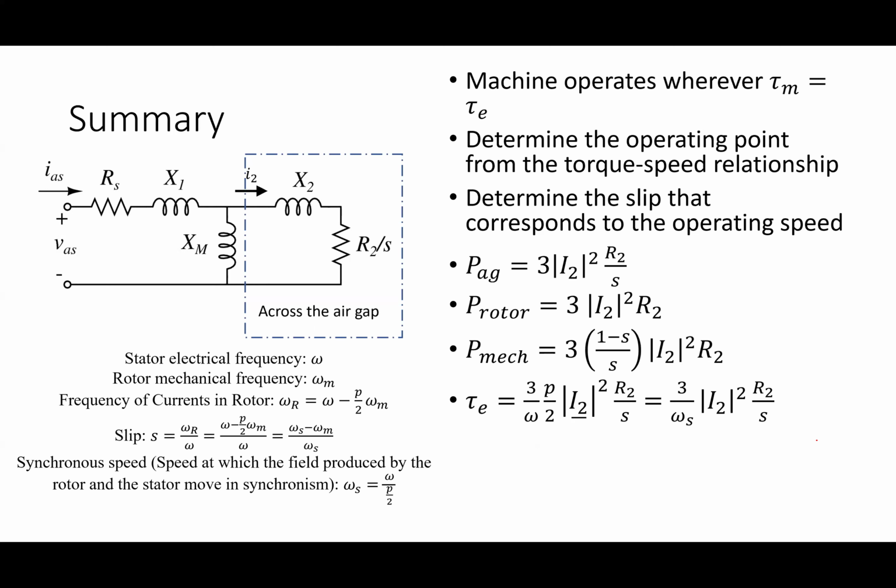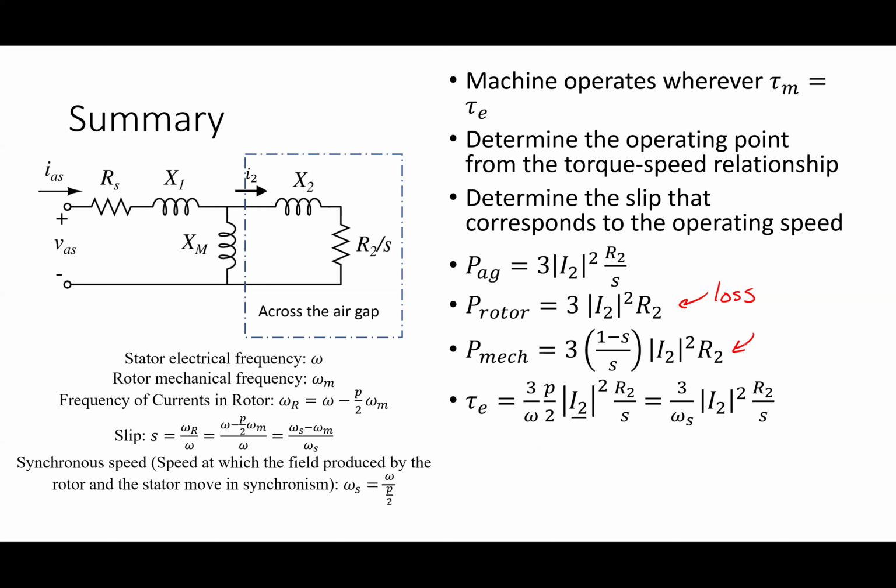Some of that power is lost in the resistance. Just the fact that there's current flow in there means there's an I squared R. We derived the mechanical power, which is the power that flows into the machine electrically and basically becomes torque times speed at the shaft.